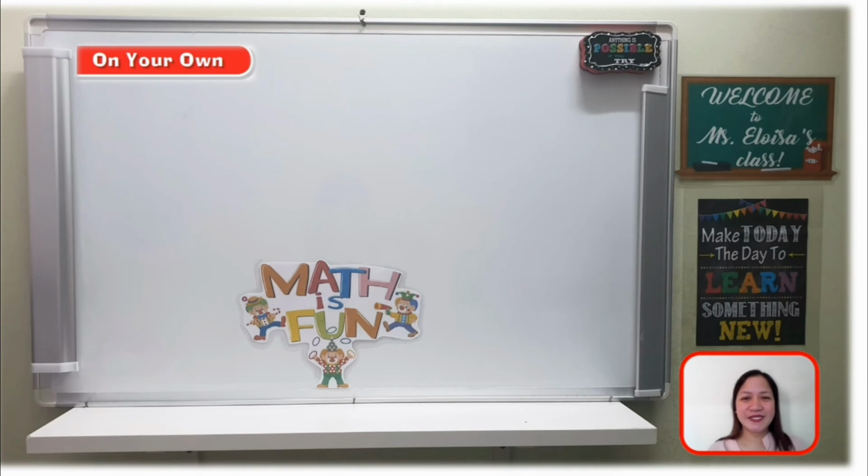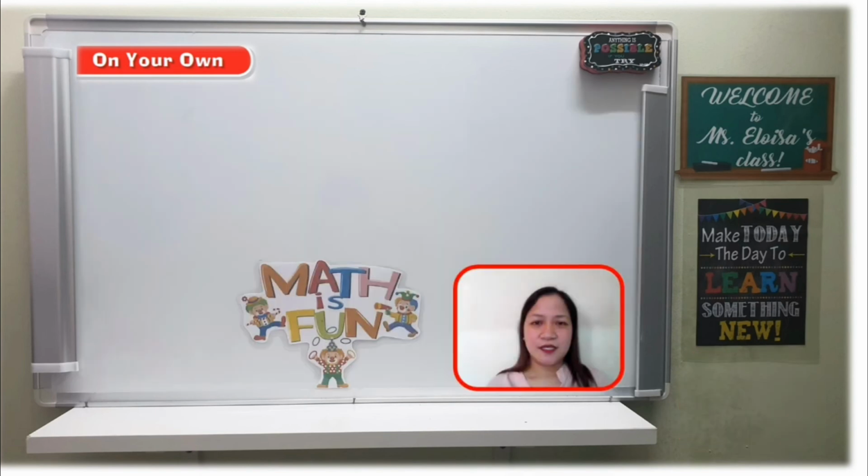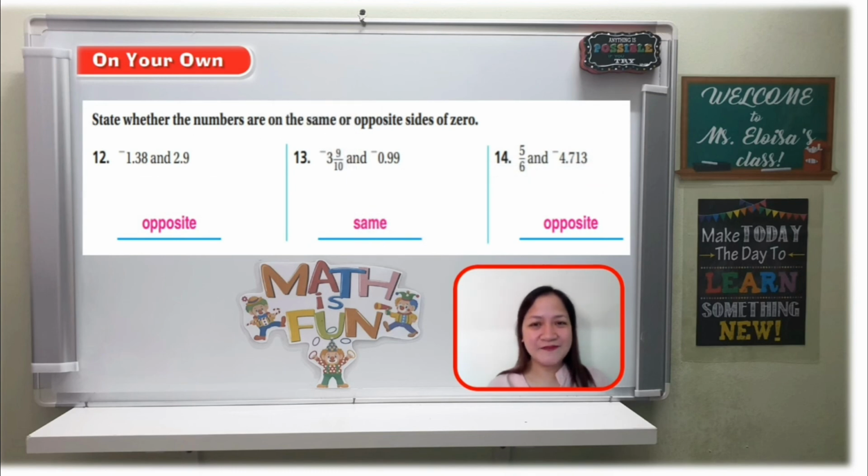Now, here are the answers. Can you please check your graphs if you did it correctly? How was it? Was it easy? Or do you find difficulties in graphing? If you have difficulties in graphing, then you need to practice more. For numbers 12 to 14, these are the answers. Did you get them all correctly also? Well, very good. Just remember how your number line looks like.